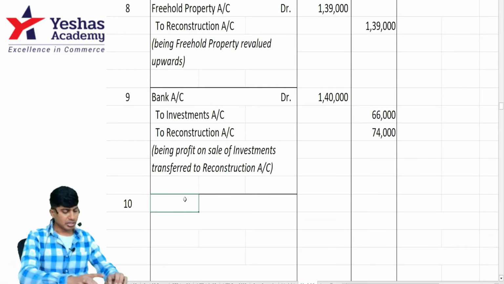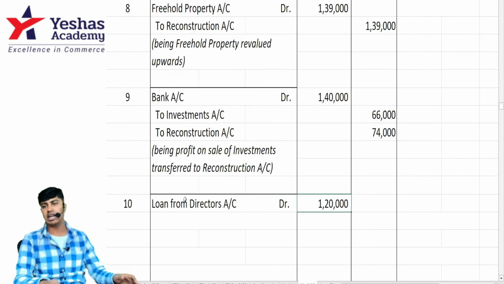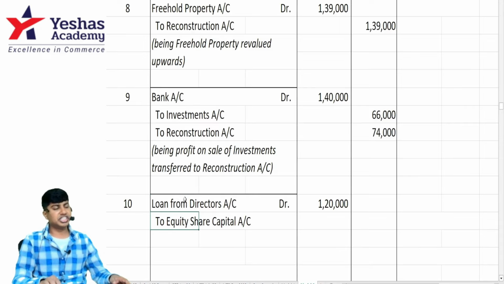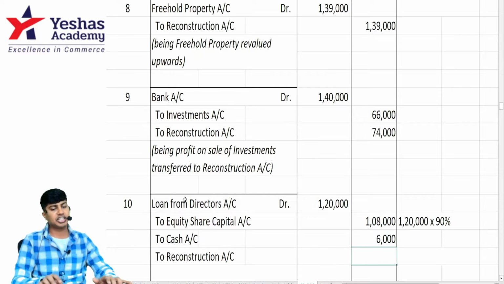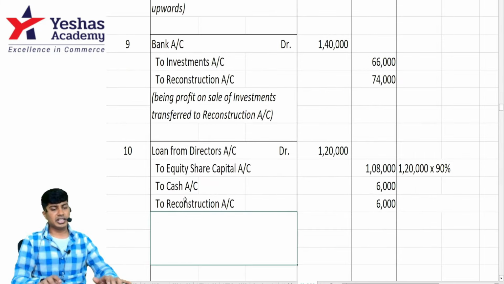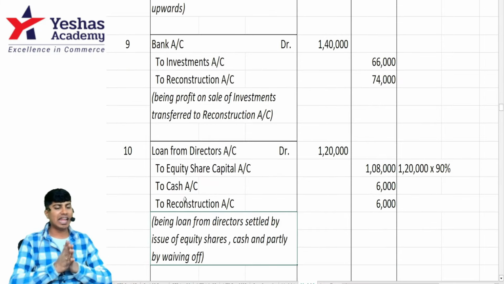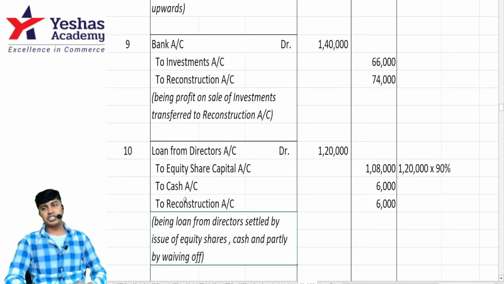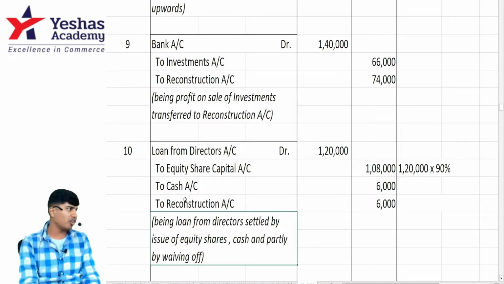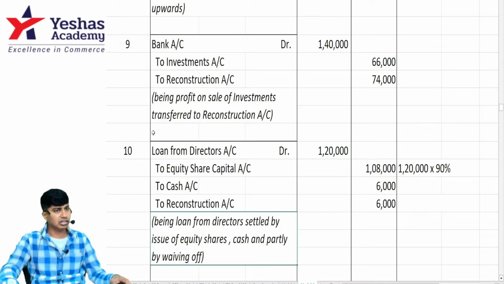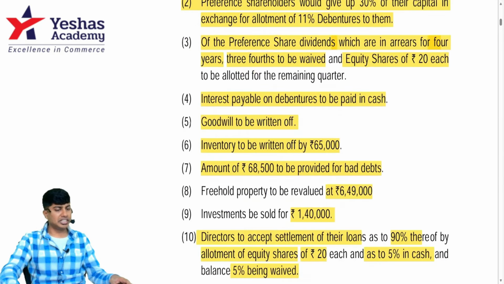Loan will decrease, debit directors loan by 1 lakh 20. Credit equity share capital 1 lakh 20,000 into 90%, 1 lakh 8,000. Credit cash by 1 lakh 20,000 into 5%, and credit reconstruction or capital reduction 1 lakh 20 into 5%, which is 6,000. 1 lakh 20,000 is the loan. 90%, which is 1 lakh 8,000, is settled by issue of equity shares. 6,000 we gave cash and 6,000 is waived off by transfer to reconstruction account. Done. Loan is closed. Loan will not appear in balance sheet anymore.